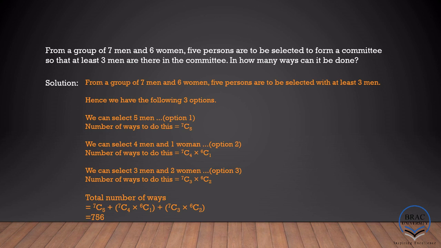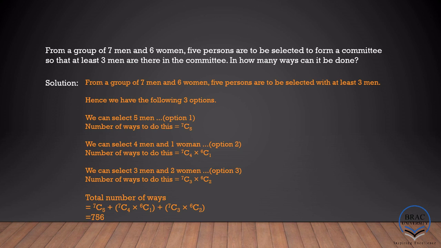Now the problem says from a group of 7 men and 6 women, 5 persons are to be selected to form a committee, so that at least 3 men are in the committee. See, we cannot have less than 3 men in the committee. So to make it a 5 person team, we can have a 3 man committee, a 4 man committee, or all of them can be men, a 5 man committee. When we have 5 men in the committee, we cannot have any women in the committee. When we have 4 men in the committee, we can have 1 woman in the committee. When we have 3 men in the committee, we can have 2 women in the committee.